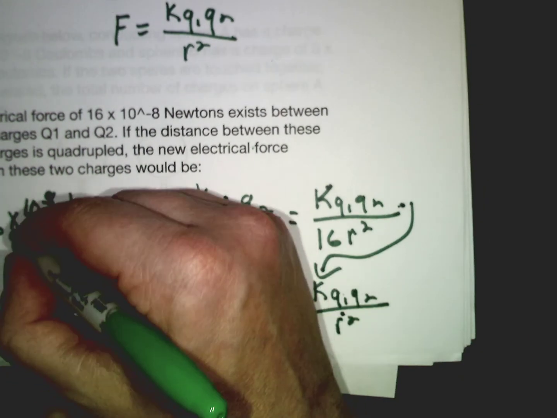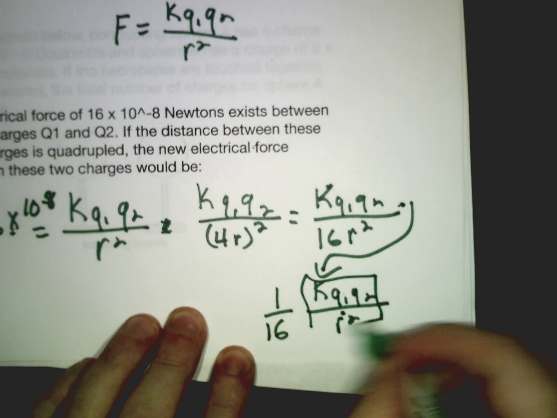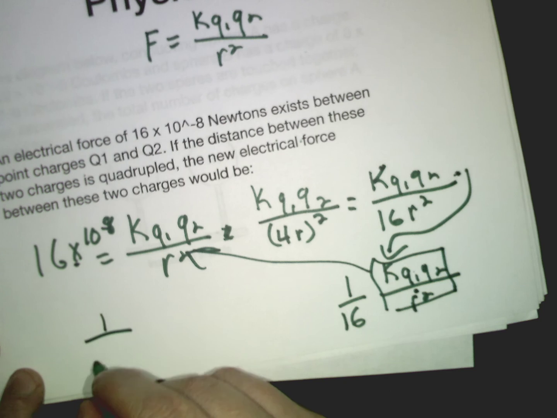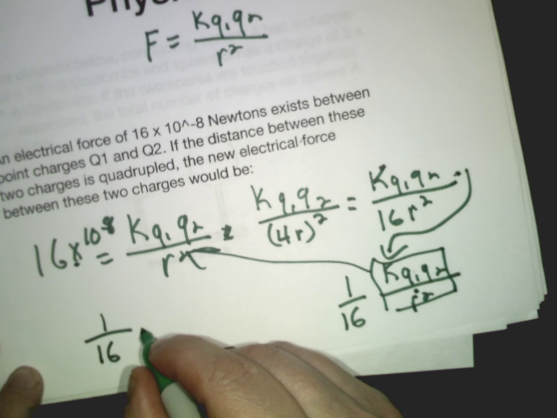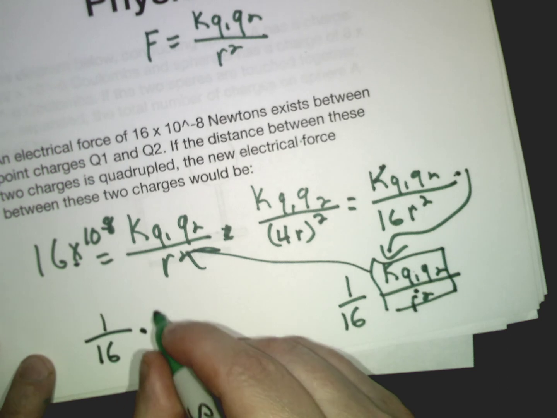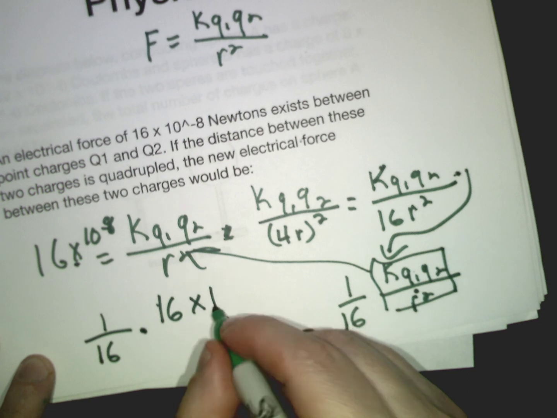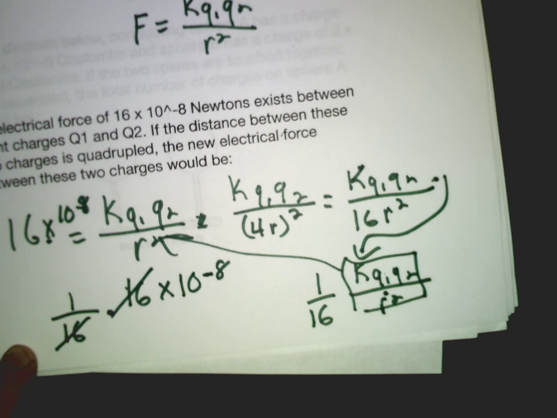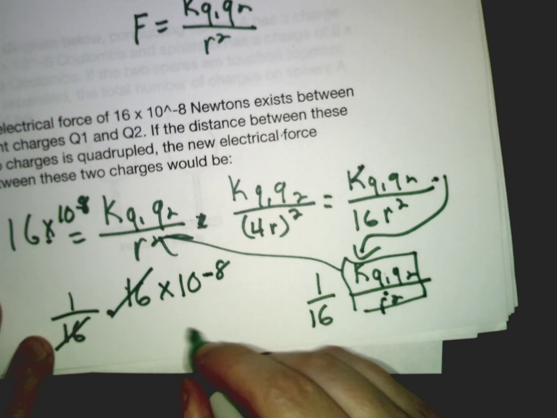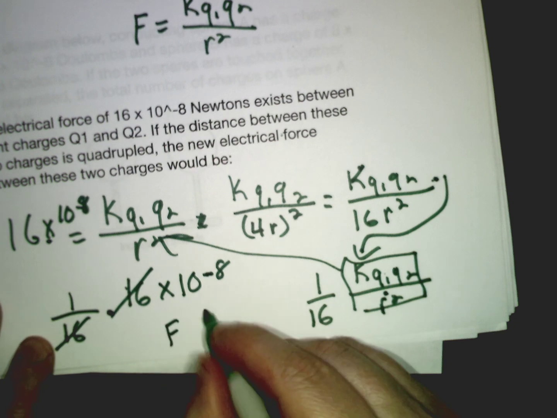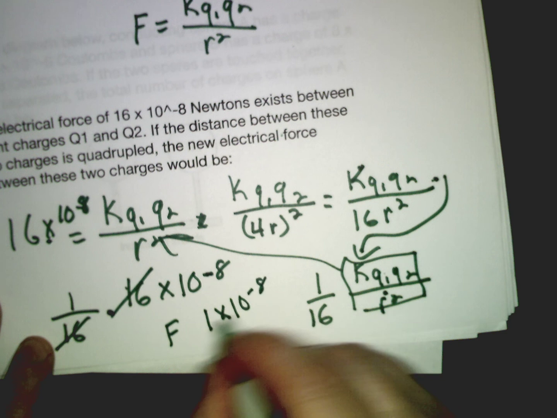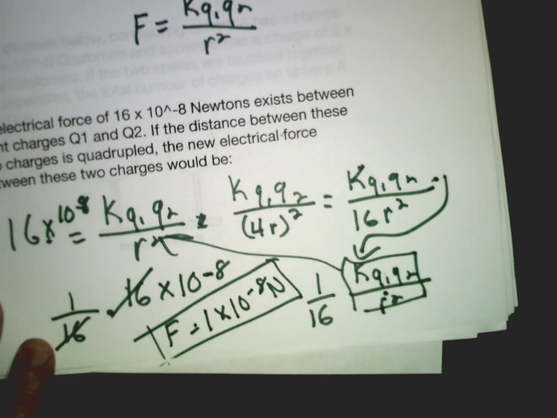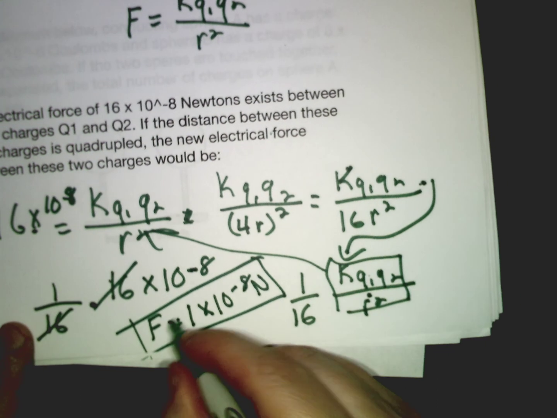But I have this number already. This number is 16 times 10 to the negative 8. So I have 1 over 16 times 16 times 10 to the negative 8. Oh man, I made this way too easy. 16 divided by 16 is just 1. So the new force equals 1 times 10 to the negative 8 newtons. Ooh, interesting. I made it too easy.